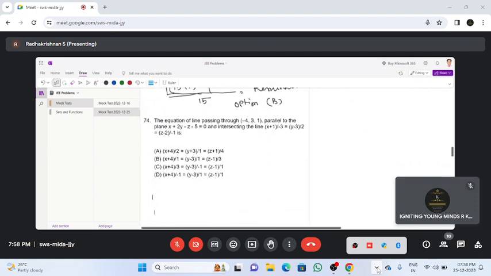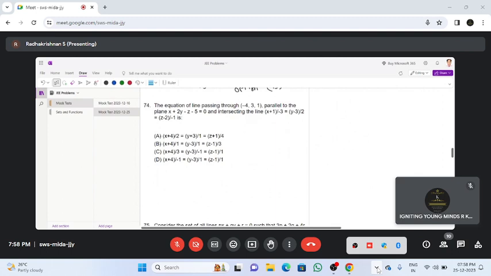Okay. The equation of the line passing through the point minus 4, 3, 1, parallel to the plane x plus 2y minus z minus 5 equal to 0 and intersecting the line (x plus 3) by minus 3 equal to (y minus 3) by 2 equal to (z minus 2) by minus 1 is. Okay. Who has tried this?